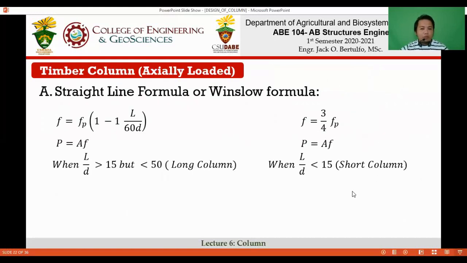We have different formulas for calculating the modified compressive stress for a column. But we need to classify first if your column is short or long. How to classify it is through the use of your slenderness ratio. So first, you need to calculate it.